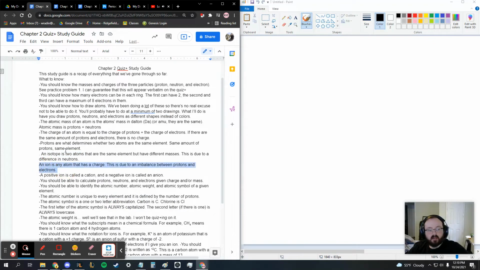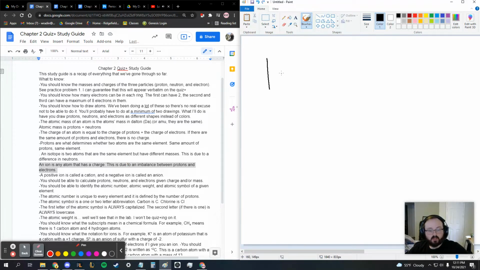Ions is any atom that has a charge at all. This is due to an imbalance between protons and electrons. So similarly, right? Let's take hydrogen again. I want to do it with, sorry, the pen here. Oh, it only works on Chrome. Okay, interesting. So we're learning how this works live. This is due to an imbalance between the protons and the electrons.